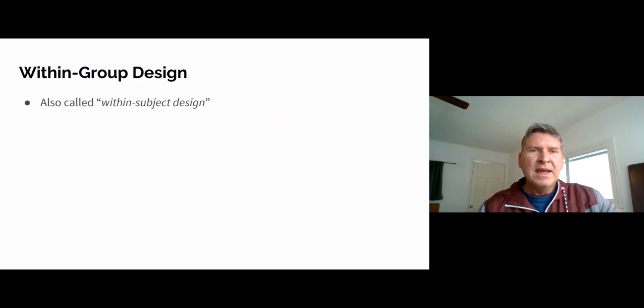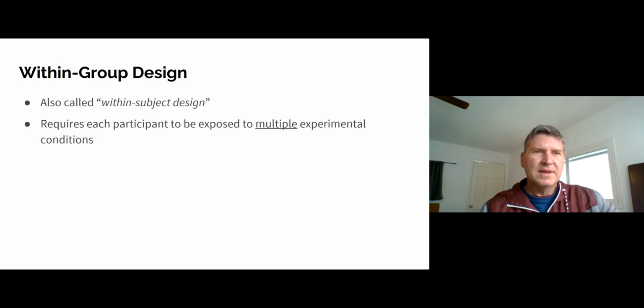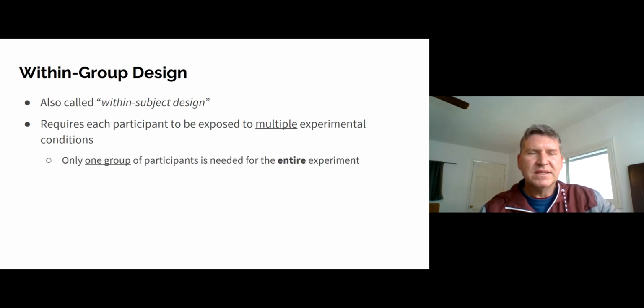It's also called a within subject design. It requires each participant to be exposed to multiple experimental conditions. So that's having each participant try out each of those 3 keyboards. You can understand it's going to introduce a lot of design issues because we need to make sure that each participant doesn't go through them in the same order. We have to vary the order at which they're using the keyboards. So only one group of participants is needed for the entire experiment.